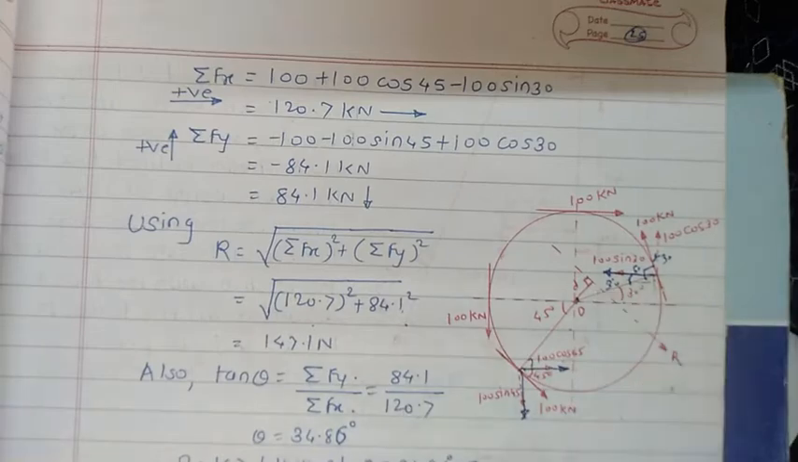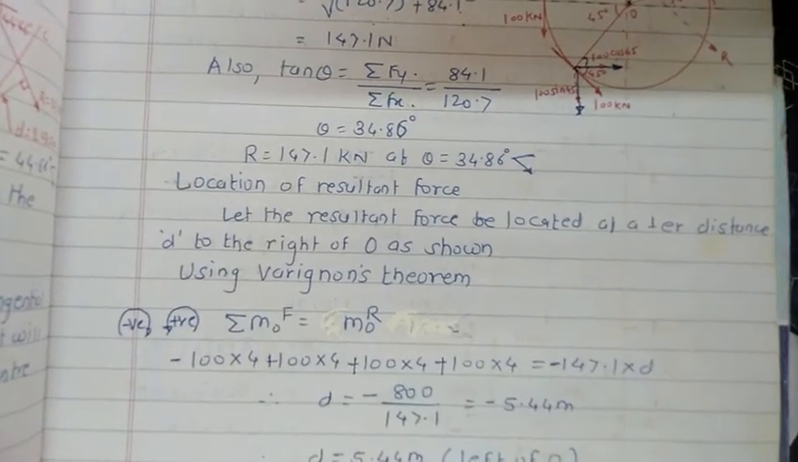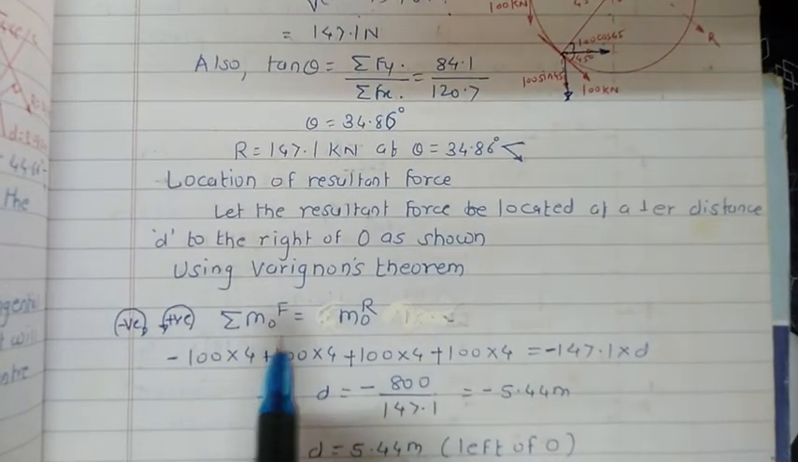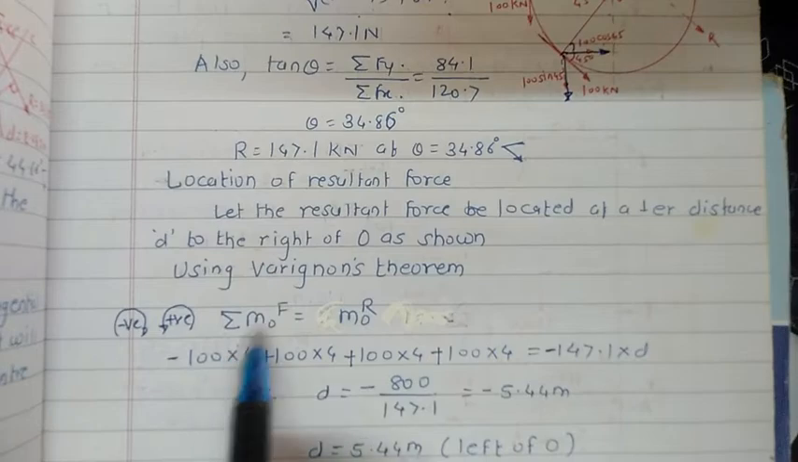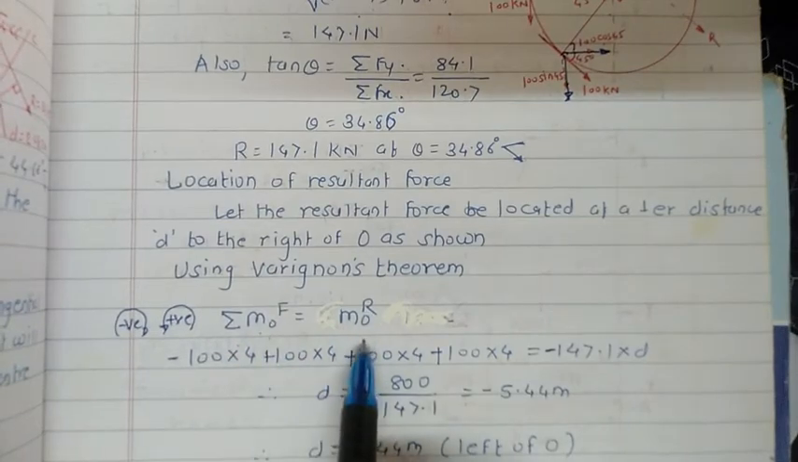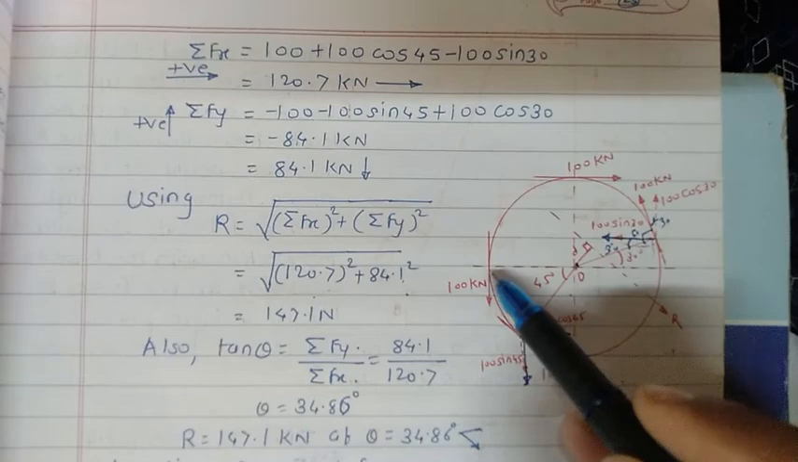Now use the Varignon's theorem. Focus on one force at a time. It is very important to write the formula for the Varignon's theorem: summation of moment of all the forces about any point equals the moment of the resultant force about the same point. Now pick up one force at a time and take the moment of every force about the same point.